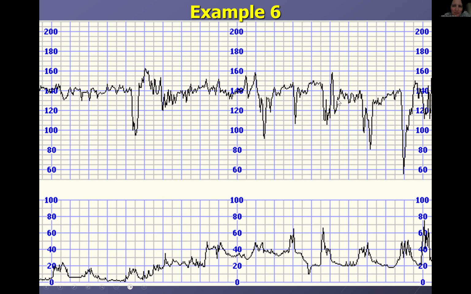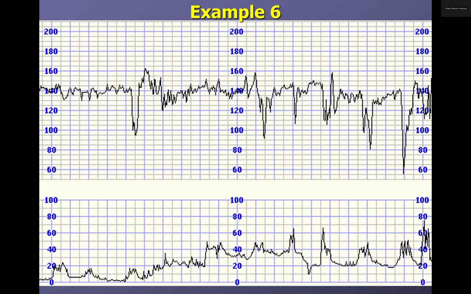What do you notice? Here it started off as 140, but over here, what about the baseline rate? There seems to be a change in the baseline. It's decreasing. Yes, exactly, it's decreasing a little bit. Even though we only have a 20-minute trace, there seems to be that trend, and definitely we're going to keep her on the CTG to see what's going to happen. So we have the baseline, what about the variability?